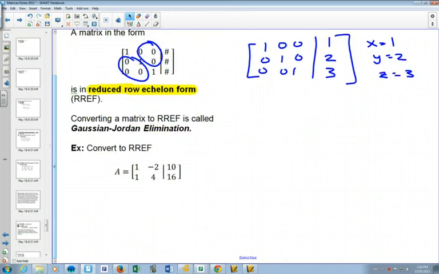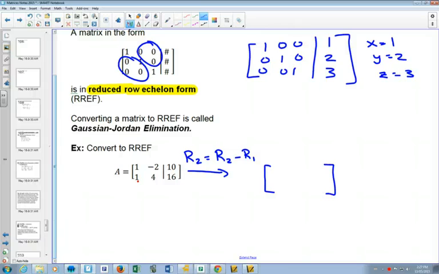So here's our first example. Like before, we're going to get this one here to be a 0 first. Now, in order to do that, I'm going to have to change my row 2. My row 2 is now going to equal row 2 minus row 1. Row 1's not changing. I still have 1, -2, and 10. But if I take row 2 and minus row 1, I'm going to get 0 here. 4 minus a -2 is going to give me 6. 16 minus 10 is 6.